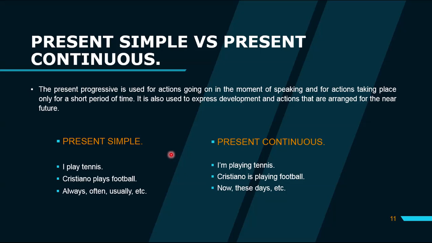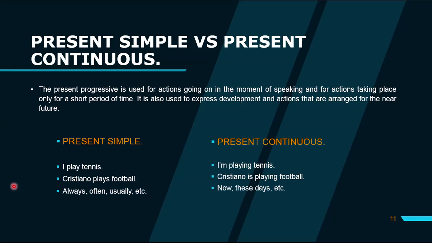But present simple or present continuous, there might be a difference between both of these tenses. So the present progressive is used for actions going on in the moment of speaking, and for actions taking place only for a short period of time. It is also used to express development and actions that are arranged for the near future. That's what we previously studied in the slide.